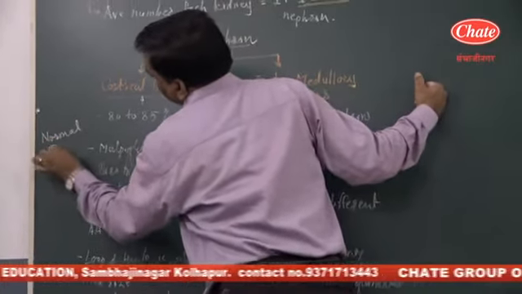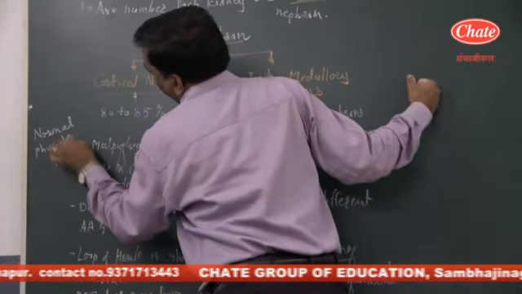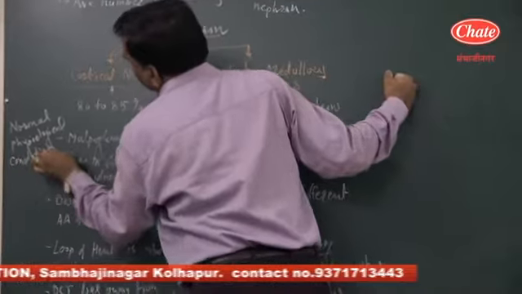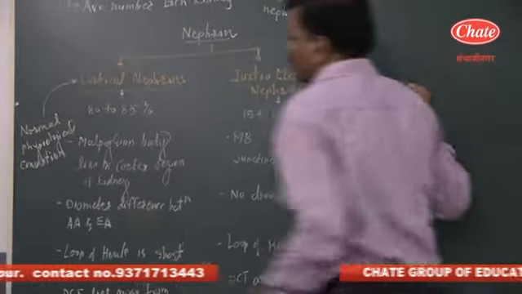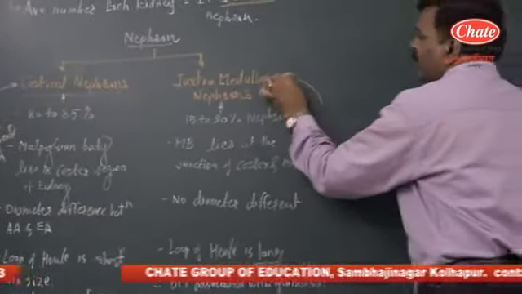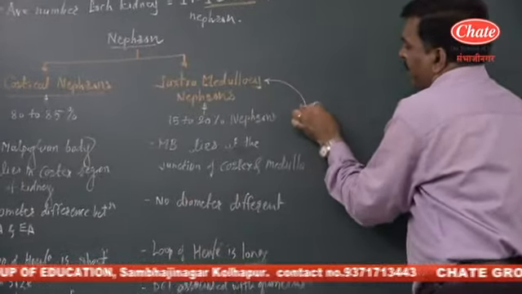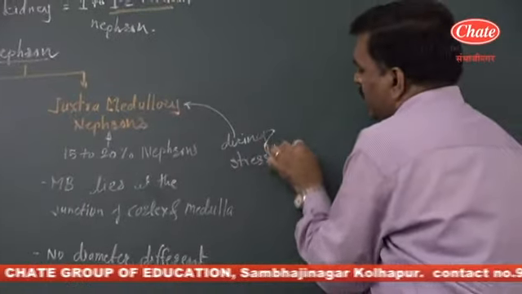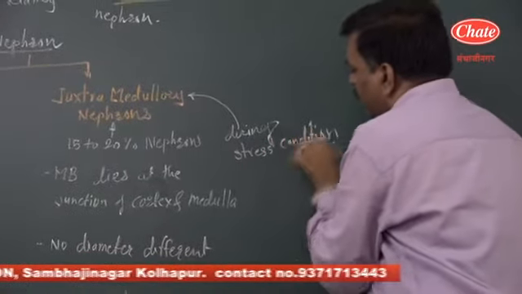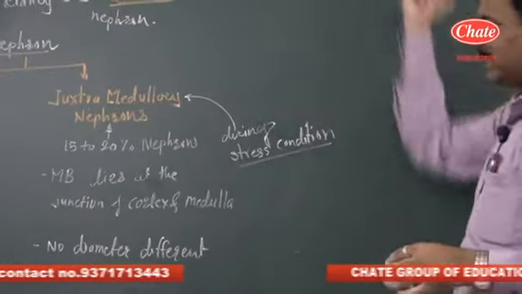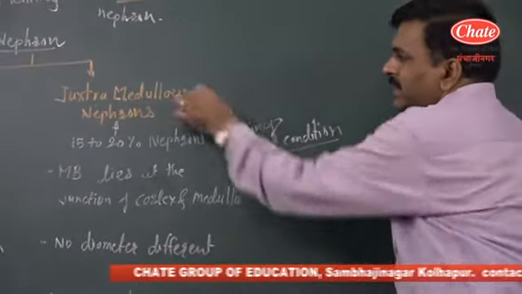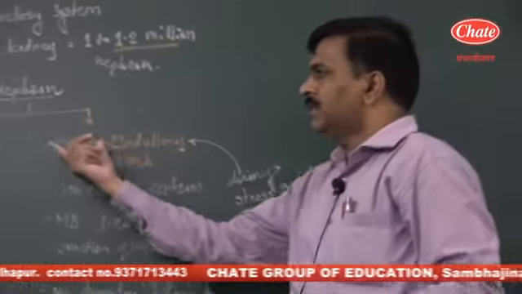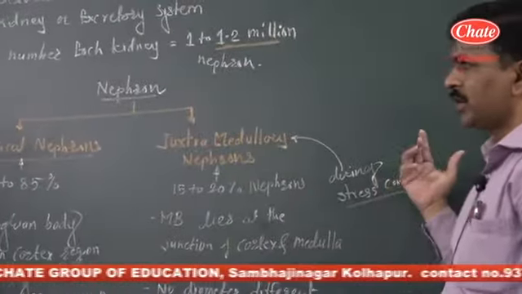This cortical nephron works during normal physiological conditions, while the juxtamedullary nephron works during stress conditions. When the water level in the blood decreases, or when the sodium level in the blood decreases, this juxtamedullary nephron works. So this is the difference between the cortical nephron and the juxtamedullary nephron.